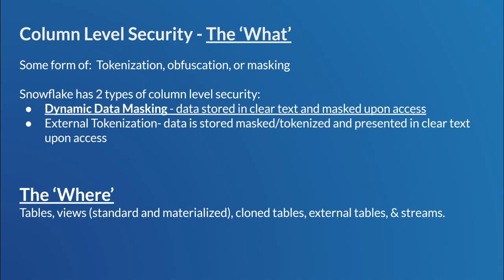The other feature is external tokenization, which we're not going to discuss today. That'll be on a future megabyte. But with this methodology, data is tokenized before being stored in Snowflake via a third party, such as Protegrity. Here, the masking policy is reversed, where those who are allowed to see the sensitive data will have the tokenization removed from the data upon query. So they're exactly opposite of one another. With dynamic, the data is stored in its raw clear text form. With external, it's stored already in a tokenized state.